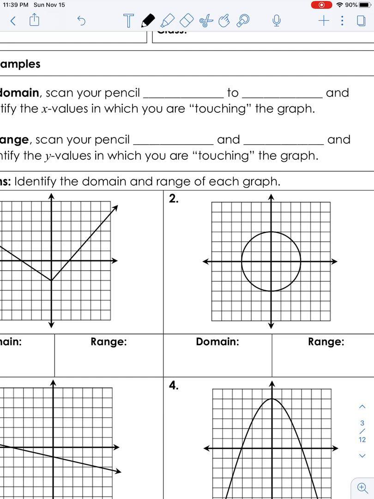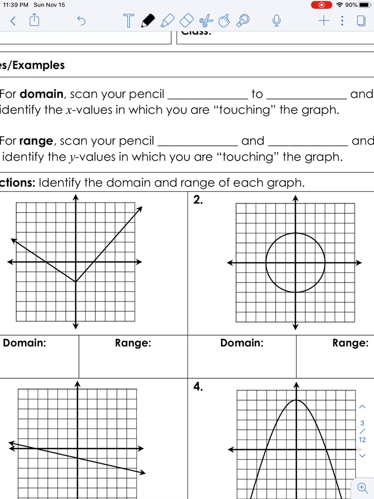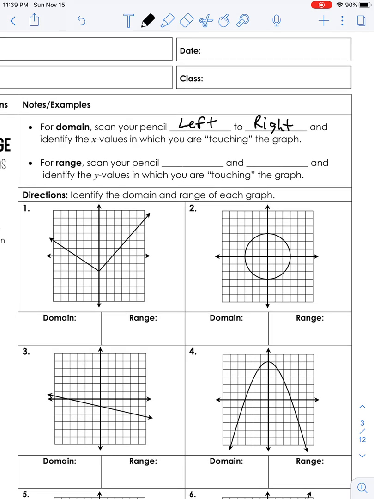We went over domain and range when it was a scatter plot and you list all of the x's and all the y's. I generally put them in order from least to greatest because that makes the most sense. So when you actually have a graph that's connected for the domain, you're going to scan your pencil left to right and identify the x values in which you are touching the graph.